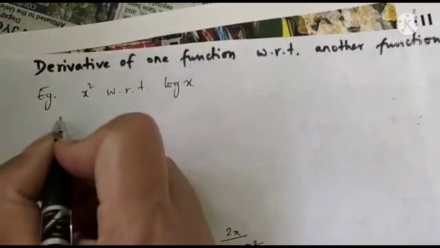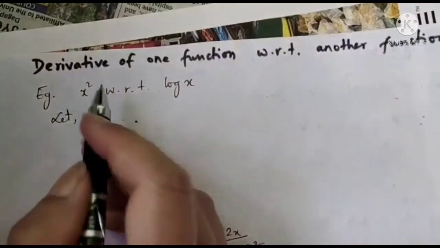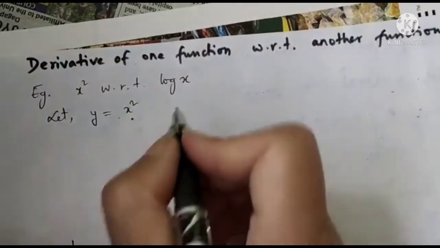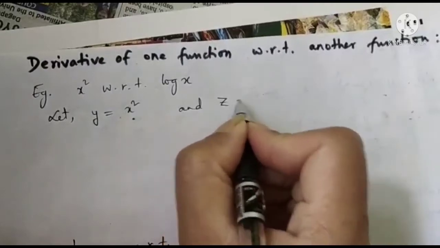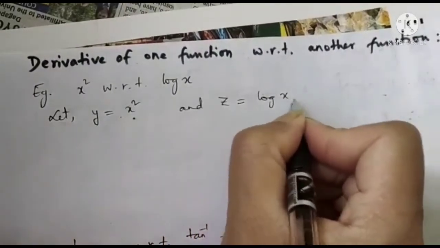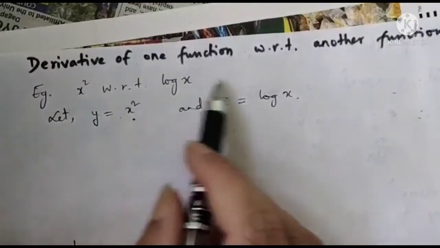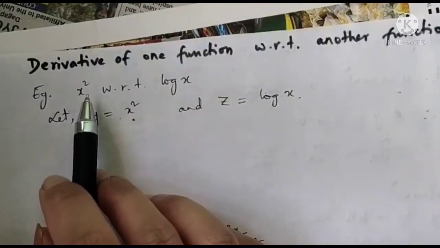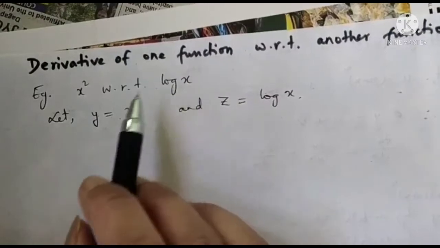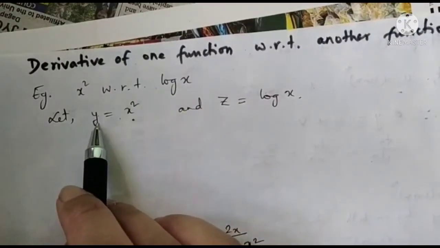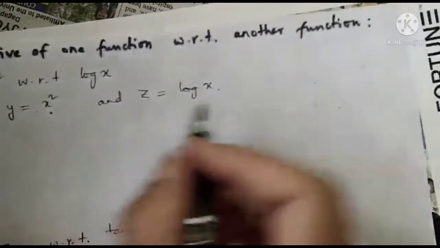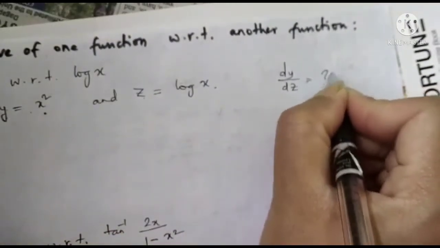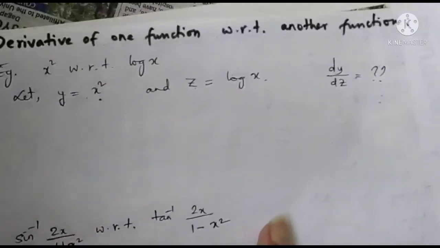For this one, what I am going to write is, I am going to suppose the first function as y, and the second function as z. For that, suppose x square is y and log x is z. Now, if you are asked to find the derivative of x square with respect to log x, can I say I'll have to find the derivative of y with respect to z? Correct? So, derivative of y with respect to z. That means I have to find dy by dz.